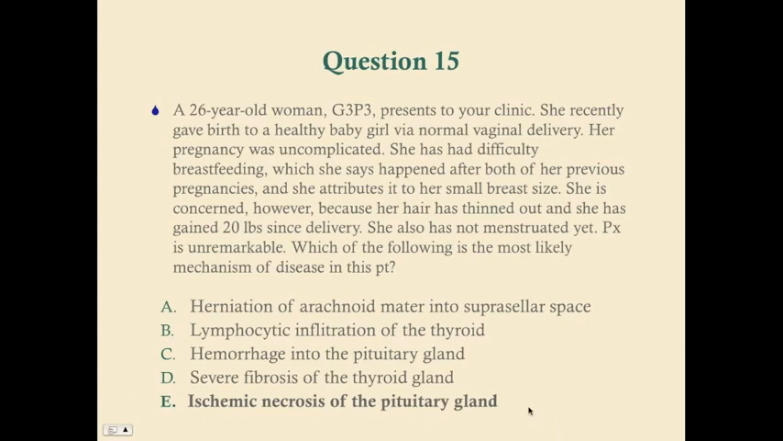That's Sheehan syndrome. So think Sheehan syndrome when you've got signs of panhypopituitarism, so difficulty breastfeeding, no menstruation prolonged long after pregnancy, signs of hypothyroidism. When it's after pregnancy, you think Sheehan syndrome, and that's ischemic necrosis of the pituitary gland.